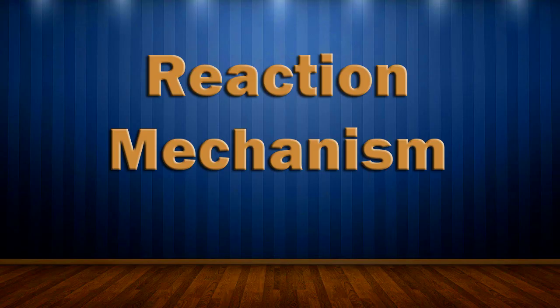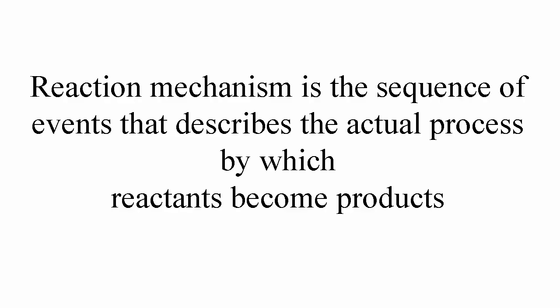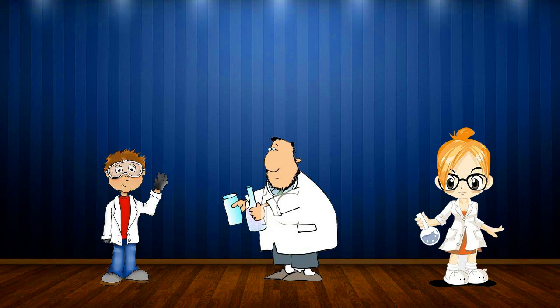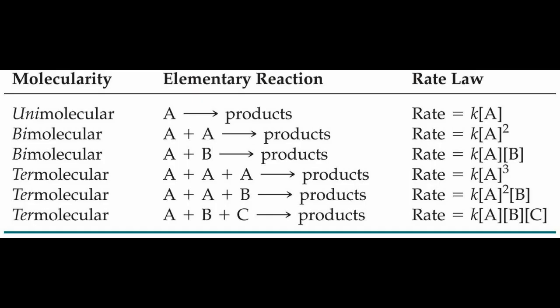Now we shall tackle reaction mechanism. Reaction mechanism is the sequence of events that describes the actual process by which reactants become products. A reaction may occur all at once or through several discrete steps. Each of these processes is known as an elementary reaction or elementary process. The rate law of an elementary reaction is directly based on its molecularity. The molecularity of a process tells how many molecules are involved in the process.